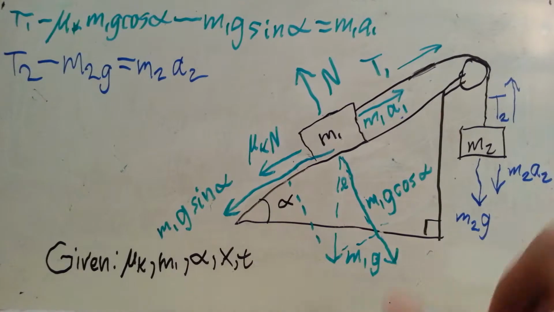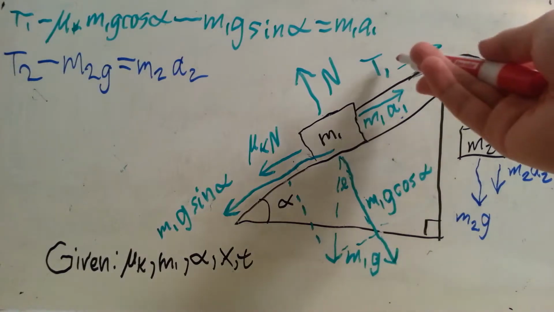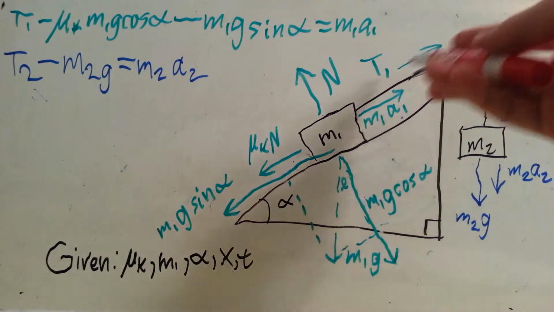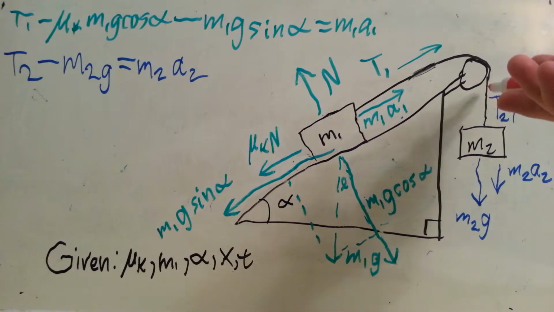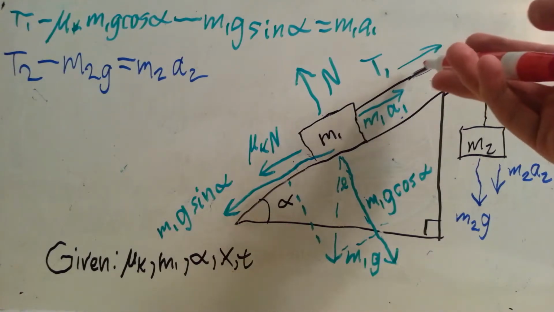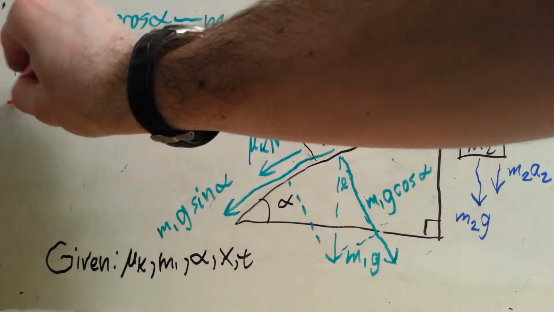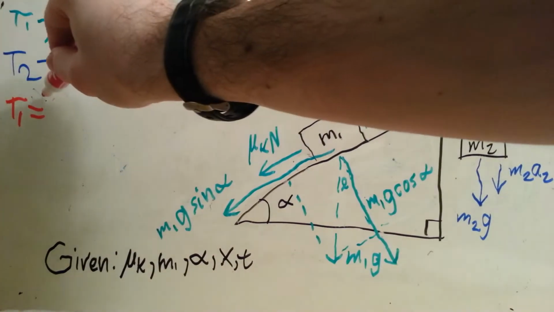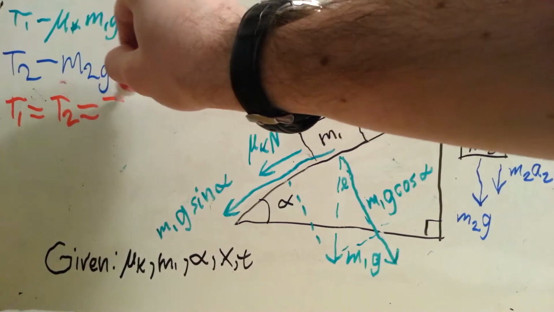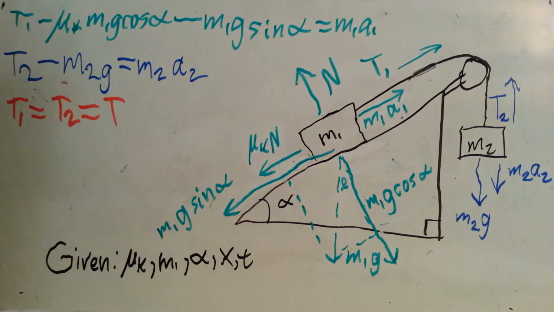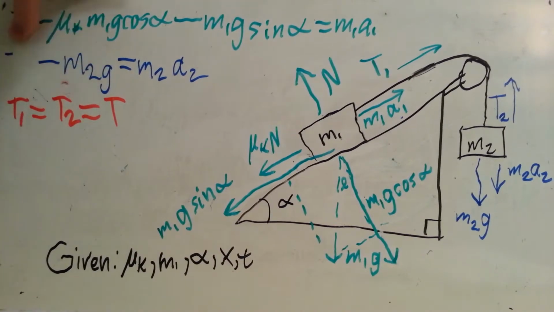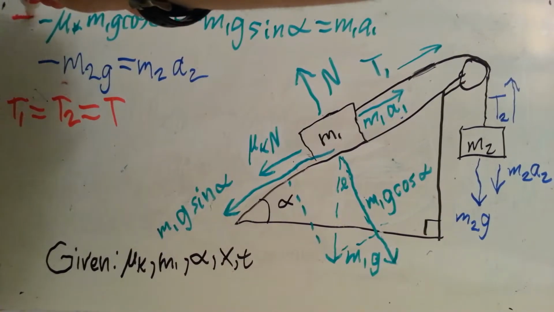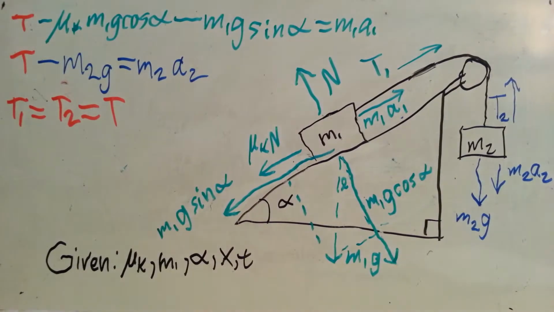Anyway, once you have the equations, it's much easier, because then you just say, well, T2 is equal to T1. It has to be, because it's the same rope. So the tension in this part of the rope isn't going to be different from the tension in this part of the rope. So T1 is equal to T2, and we'll just call them both T. And erase those. Okay. Well, that's good. That got rid of a variable.